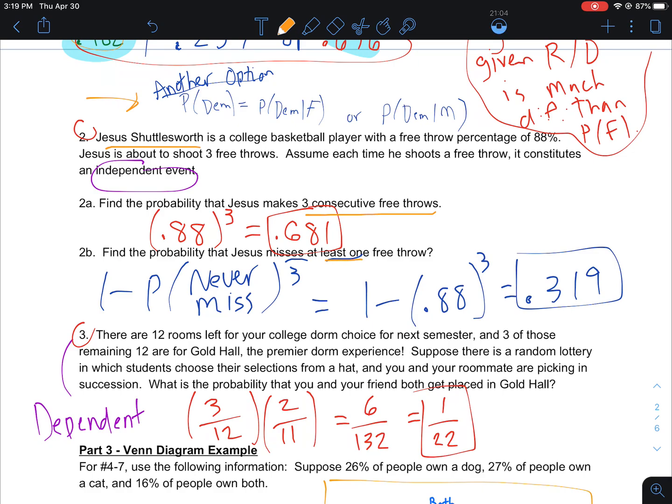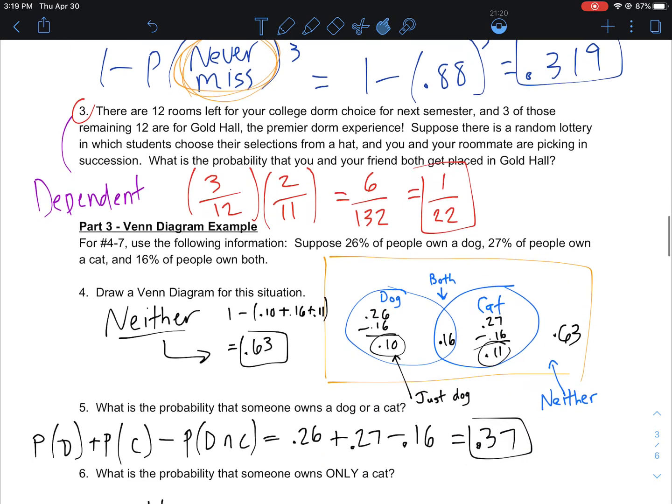What's the probability he misses at least one? That's like saying 1 minus the probability he doesn't miss at all, to the third power. So that's what's going on here. And again, that makes more sense than our previous example because this was given as a percent.